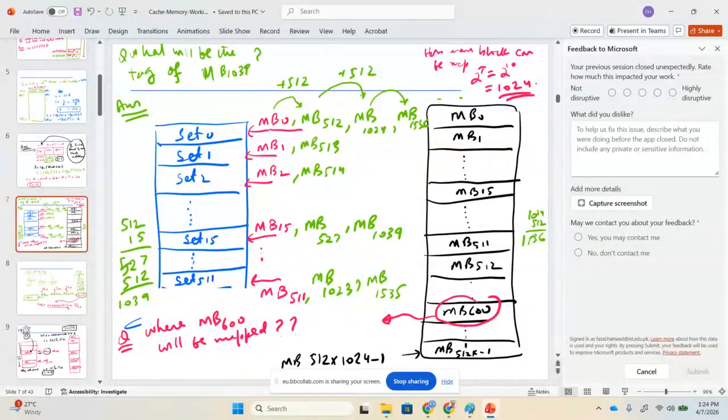But how many of them can reside in a set at a time? How many in this example? In this case, what was A here? A was 8. So only 8 can reside in a set at a time, and this A has to be very much less than 2 to the power T. You got it or not got it? Yes, clear. Any question?